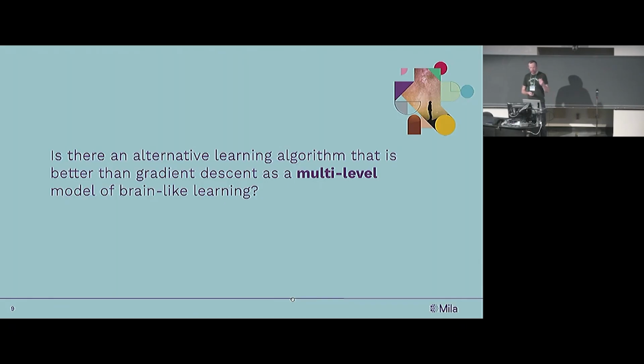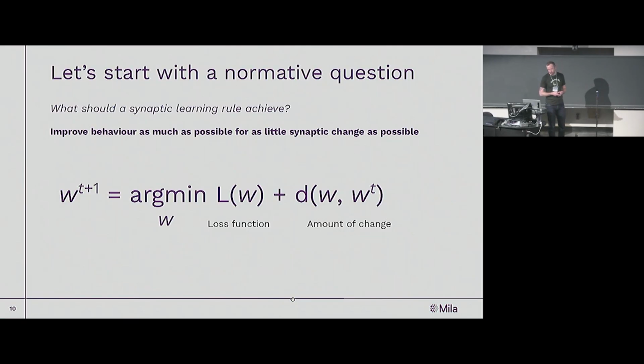Okay, so is there an alternative algorithm that will be better as a multi-level model of the brain? So let's start with a normative question, because here's the thing. Above all, we don't want to sacrifice that normative power. With all due respect to every one of my colleagues in computational neuroscience, this has been the mistake that we all, myself included, have made in various studies. When we try to develop alternative learning algorithms to model the brain, often what we do is we develop algorithms that just kind of suck relative to gradient descent.